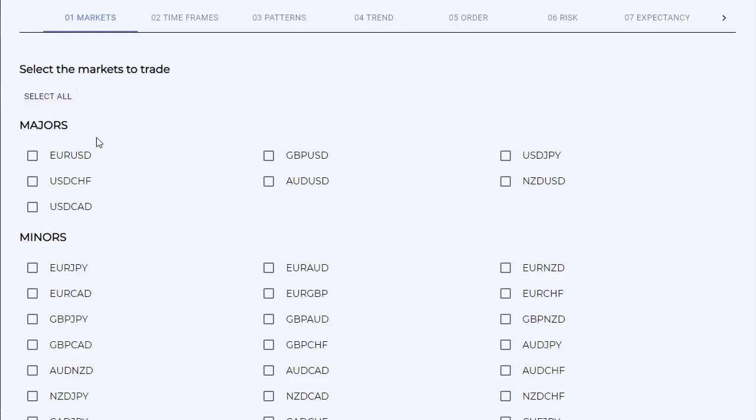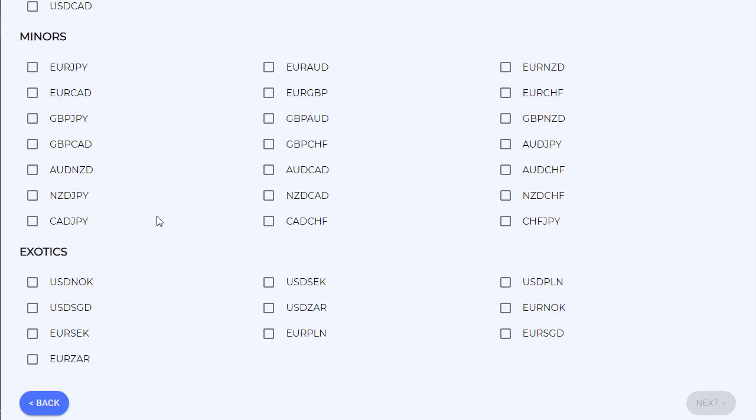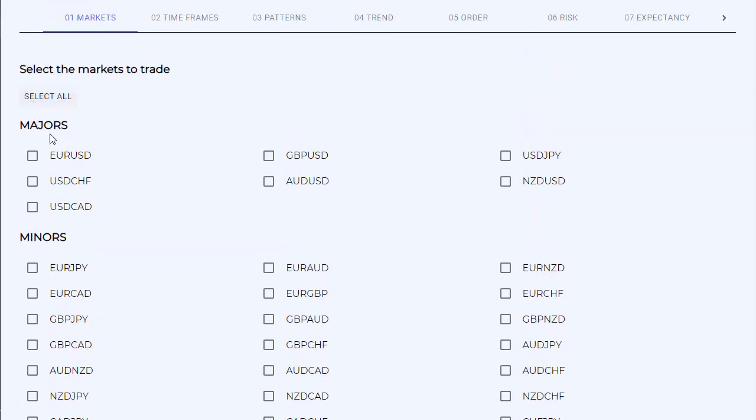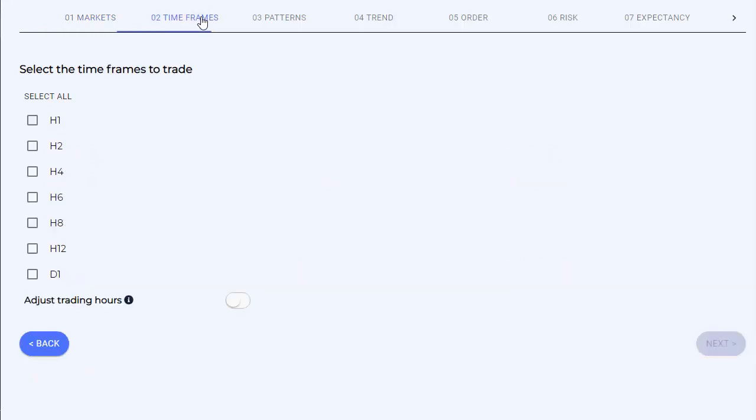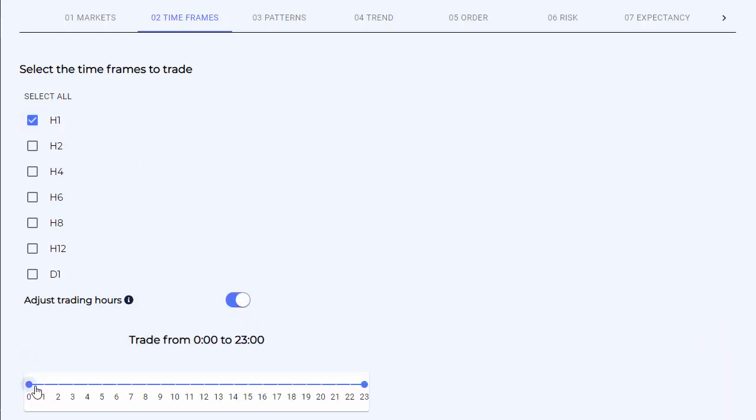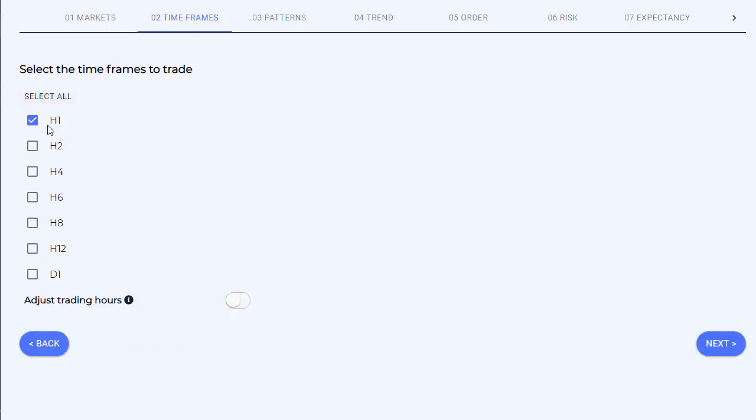So what I'm going to do is select. You can see we've got major currencies, minor currencies, right the way down to exotics, or majors and major crosses. For this test I'm going to select majors and minors, and I'm just doing a very, very brief video here. Then I can select whatever time frames I want. If I only wanted hourlies, I can adjust my trading hours and say, well, I actually only want to trade from 7 o'clock in the morning till 9 o'clock at night. You can do all sorts with the testing, but for now I'm just going to have it set on all time frames, though again I can deselect and pick and choose what I want.